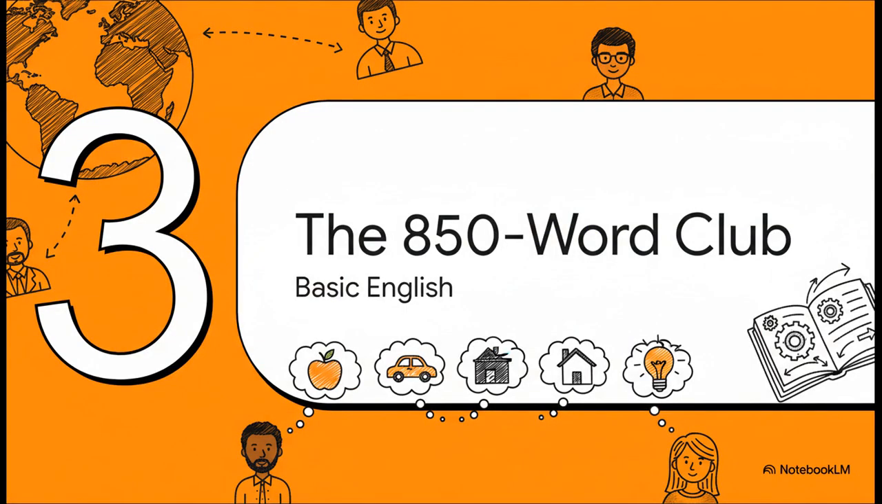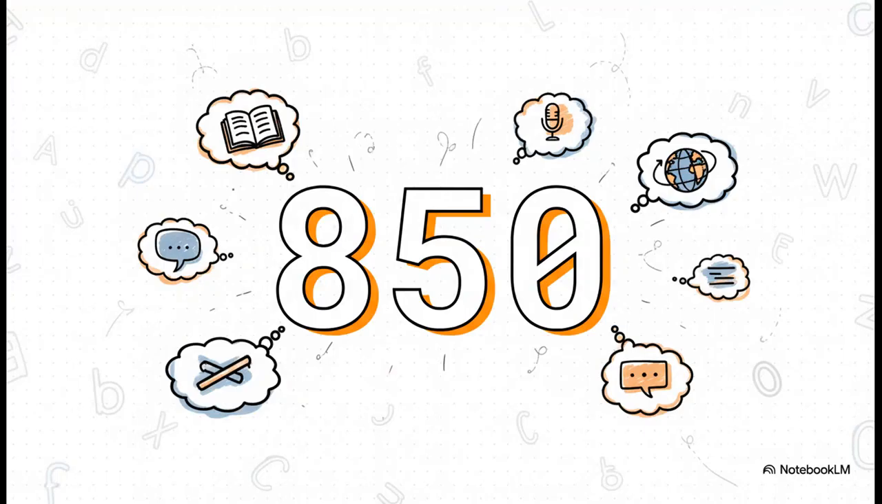And this brings us to the 850-word club. It's a concept called Basic English that you might have never even heard of. And this is where our simple little word becomes part of a much, much bigger idea. 850. Just 850. That's it. That is the total number of words in this entire system. Think about that for a second. Out of the hundreds of thousands of words in the English language, only these 850 were chosen as absolutely essential.